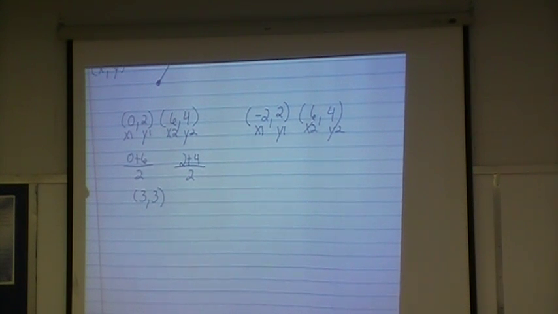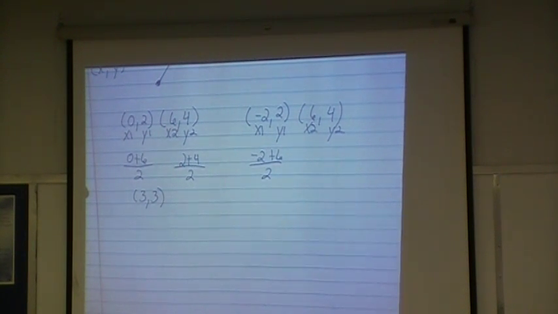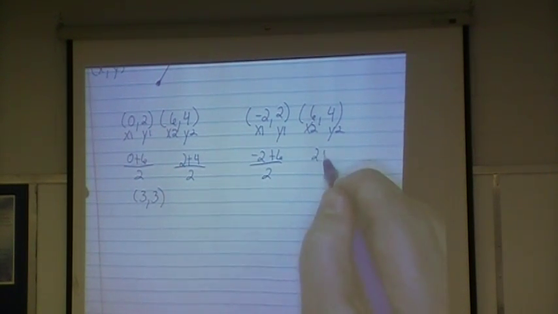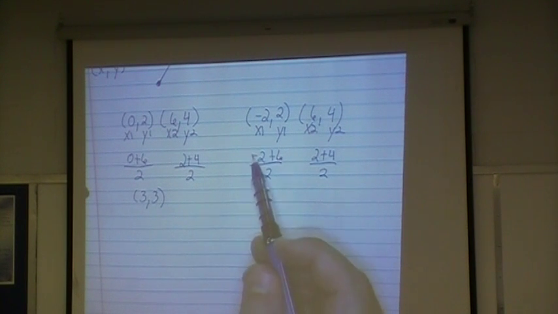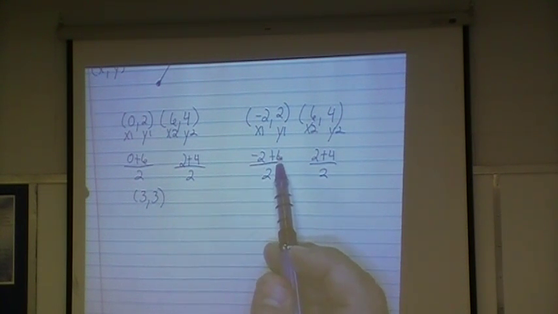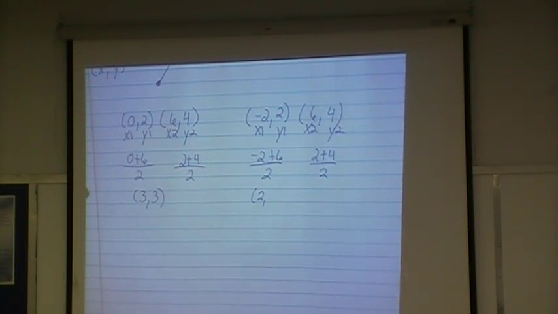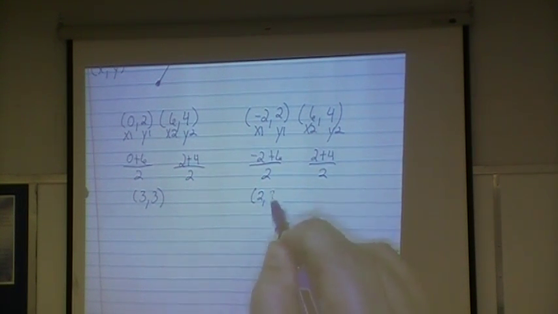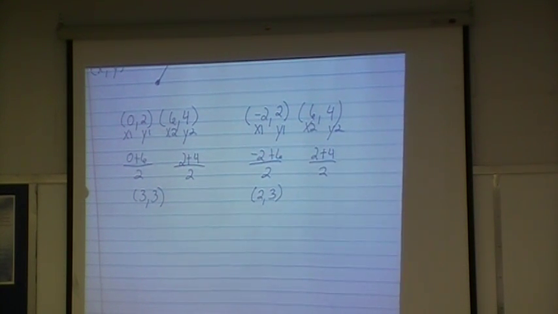You're going to add your x's together. Negative 2 plus 6 divided by 2. You're going to add your y's together. 2 plus 4 divided by 2. Well, when I combine a negative 2 and a 6, I get 4. 4 divided by 2 is 2. 2 plus 4 is 6. 6 divided by 2 is 3. The midpoint of this line is over 2, up 3.